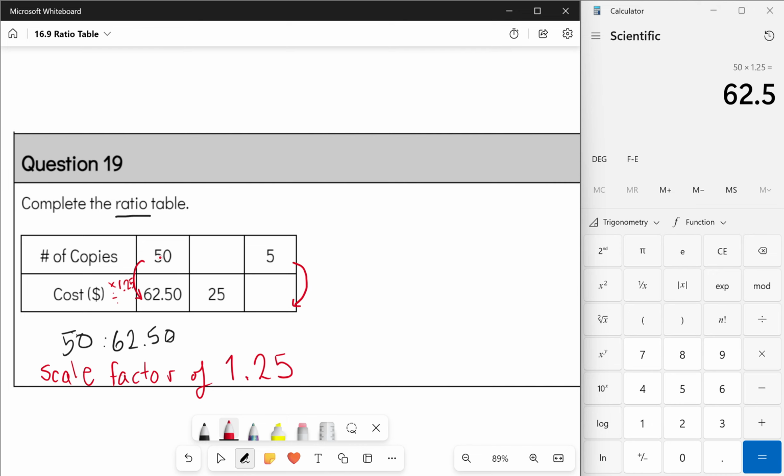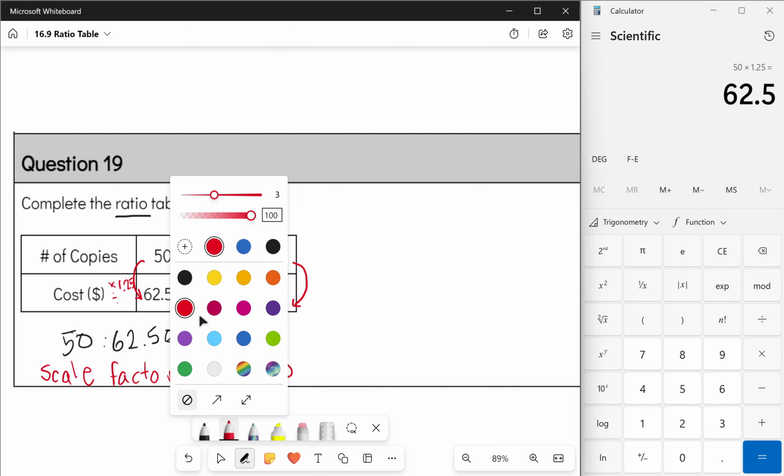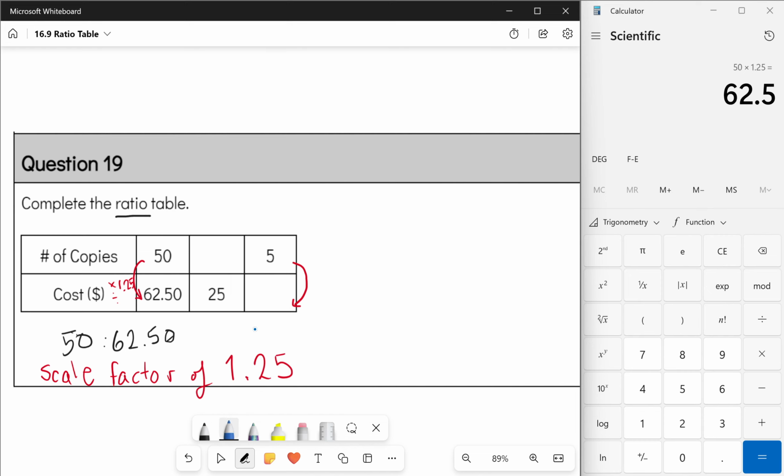If over here, to get from top to bottom, we had to multiply by 1.25, we're going to do the exact same thing to this 5, and that is going to help us fill this box. So I am going to make this blue. That'll be our answer color. We're going to do 5 times our scale factor, 1.25, and that gave us 6.25. That will fill in our blank for us. 6.25. Beautiful. Excellent. A little bit messy, but you can read it. So there's our scale factor.